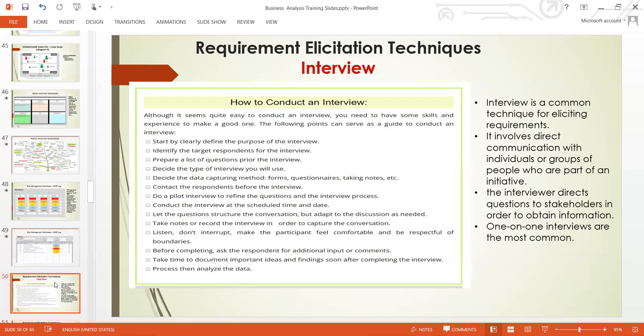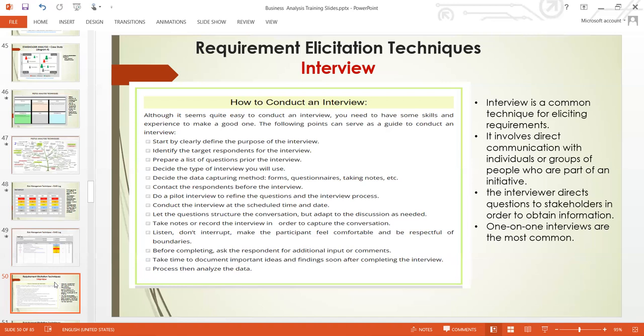Before completing an interview, ask the respondent for additional inputs or comments. Because you are the one who wrote your questions. It might be that all the questions you've composed, you've not really hit the nail on the information the respondent or the stakeholder wants to give to you. You might just scratch the surface within your own knowledge. So when you ask this question, give the respondent the opportunity to make an input or comment freely, then he might even bring in a requirement that is not within your questions that he wants you to know. And that's how asking this question is beneficial.